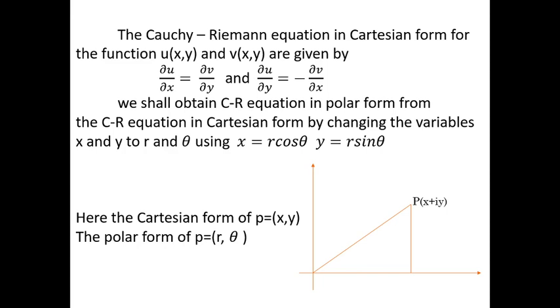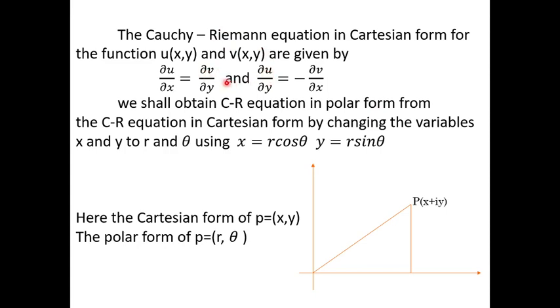The CR equation in Cartesian form for the functions u and v, we already know. This CR equation is in Cartesian form because it is with respect to the variables x and y. Therefore, these are called the CR equation in Cartesian form. What are they? Dou u by dou x is equal to dou v by dou y, and dou u by dou y is equal to minus dou v by dou x. Now, we shall obtain the CR equation in polar form from this Cartesian form.